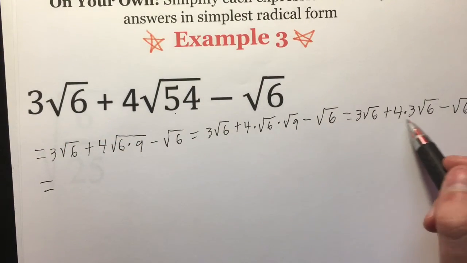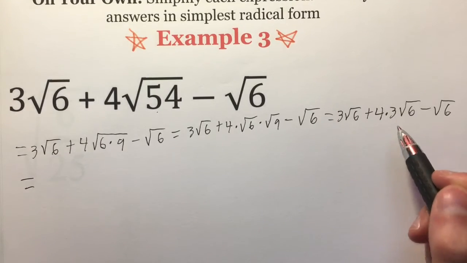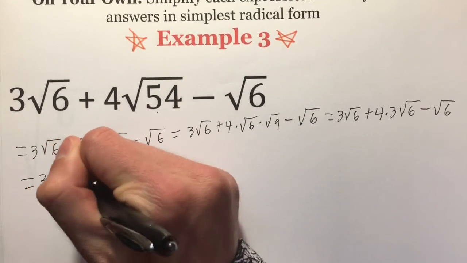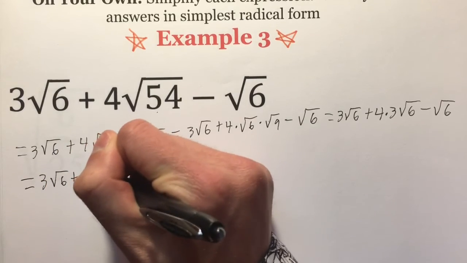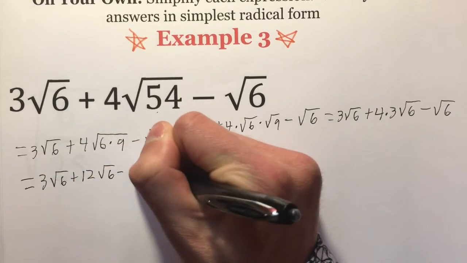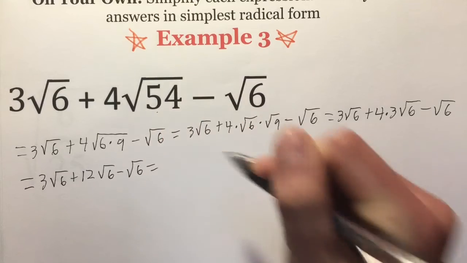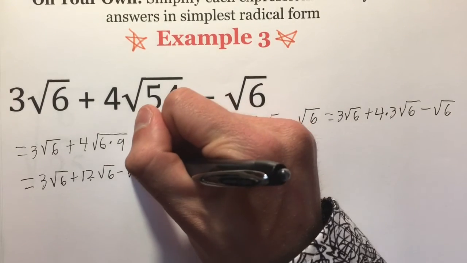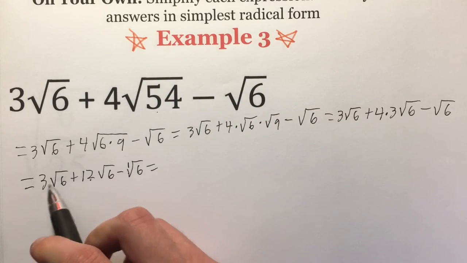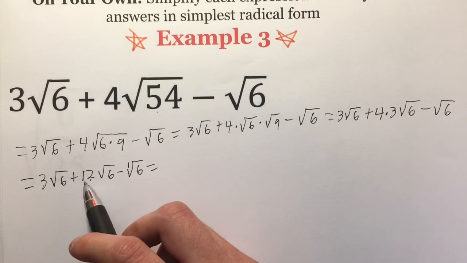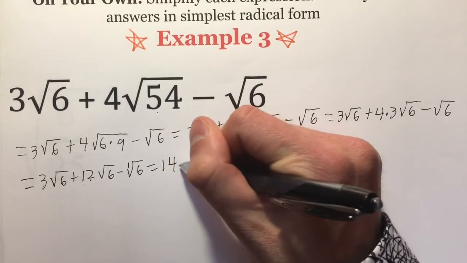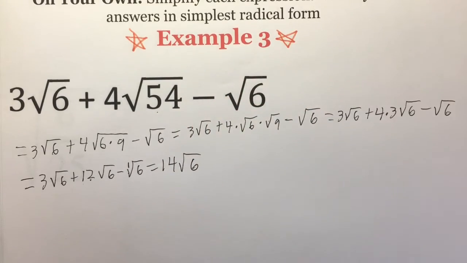So then we can simplify this even further. So 4 times 3 is just going to be 12. So 3 square root of 6 plus 12 square root of 6 minus square root of 6. 3 plus 12 minus 1, because again, we can just think of this as 1 times the square root of 6. So 3 plus 12 is 15, minus 1 is 14. Square root of 6.